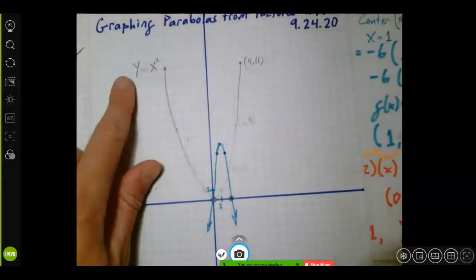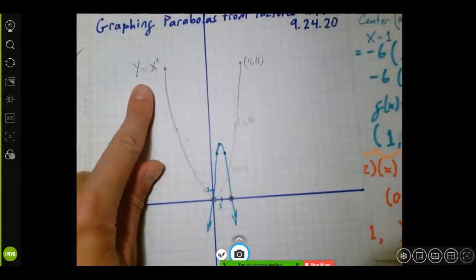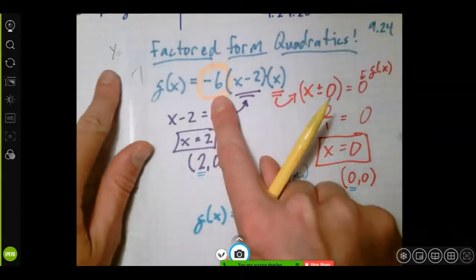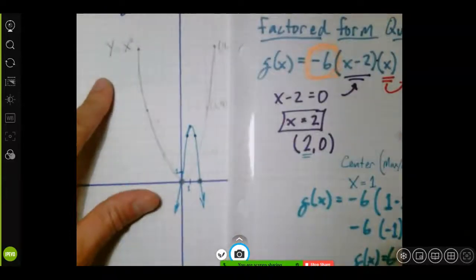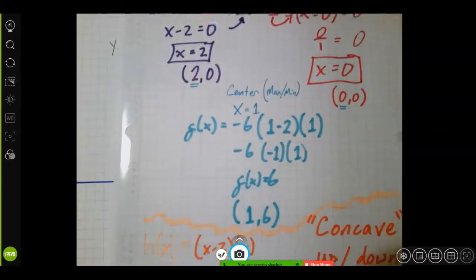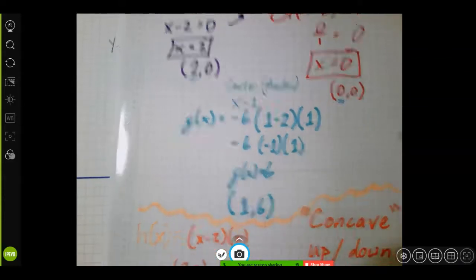So that's our natural x squared, what we call the parent function. But yeah, so we're right. That -6 has flipped our function, right? It pointed it down, and it's also made it tighter or steeper, as you guys said. But back to this question.